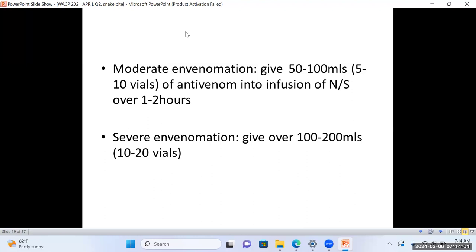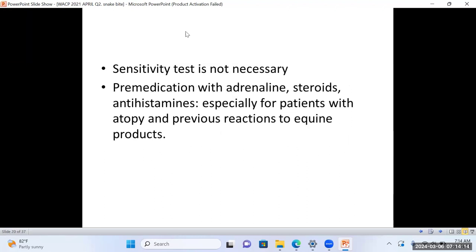There's also a school of thought that says for mild, the patient will benefit from less than 4 vials, for moderate 4 to 6, and for severe more than 7. So like I said, it depends on the protocol followed.